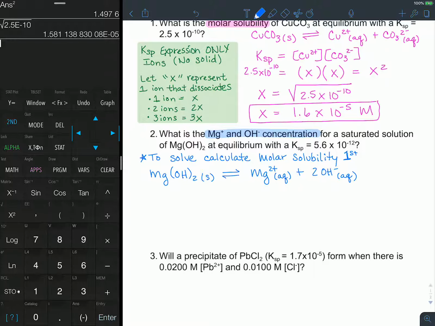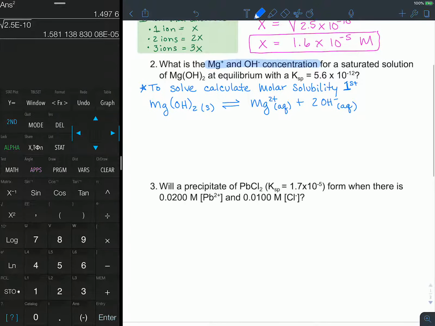Now we can write our KSP. We're going to do our equilibrium expression for this. KSP is equal to the concentration of magnesium ions times the concentration of hydroxide ions. Because we have this value right here, the 2 in front as the coefficient, we need to make sure that we square that hydroxide. So don't forget to do that little bit there.